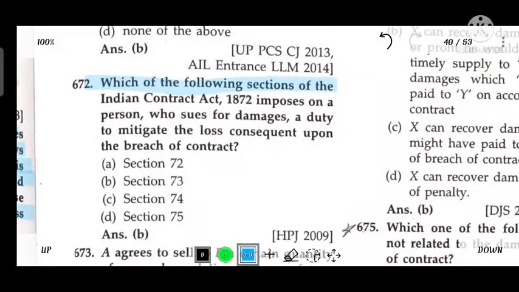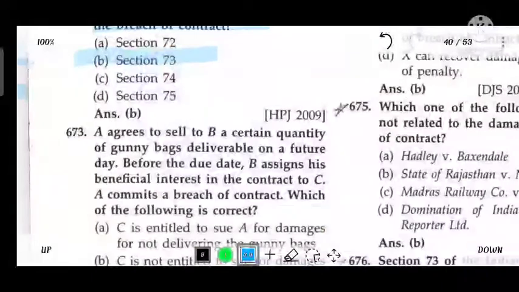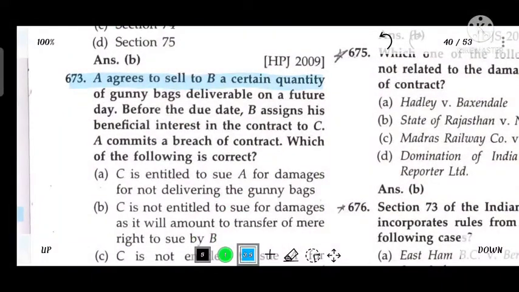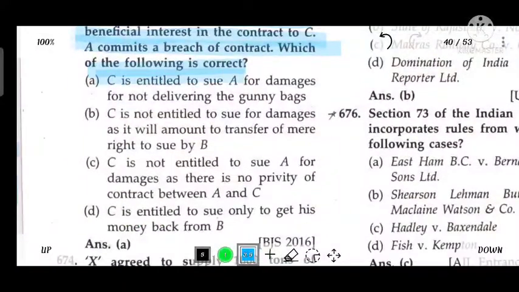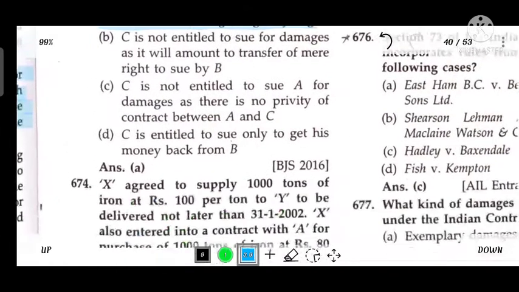Which one of the following sections of the Indian Contract Act 1872 imposes on a person who has suffered damage a duty to mitigate the loss consequent upon the breach of contract? Section 73. A agreed to sell B a certain quantity of gunny bags to be delivered at a future date. Before the due date, B assigned the beneficial interest in the contract to C. A commits a breach of contract. Which one of the following is correct? C is entitled to sue for damages for not delivering any gunny bags.